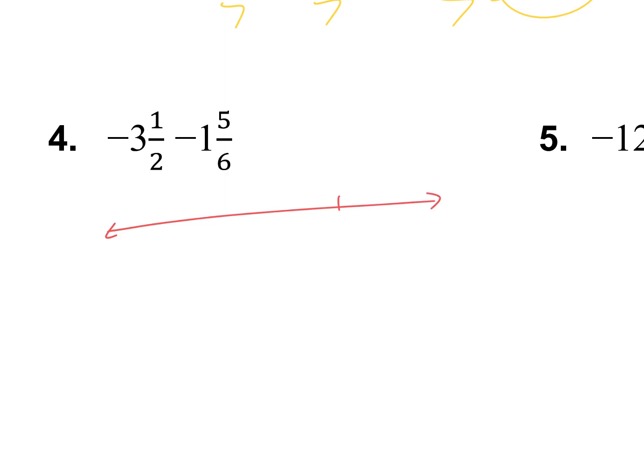Negative 3.5 minus 1 5/6. Okay, here's 0. Here's negative 3.5. And then we are going in the negative direction, 1 5/6. So let's just say we're going like 1. And then if this was 2, we're going to be going like right here. So our answer is definitely going to be negative, right?